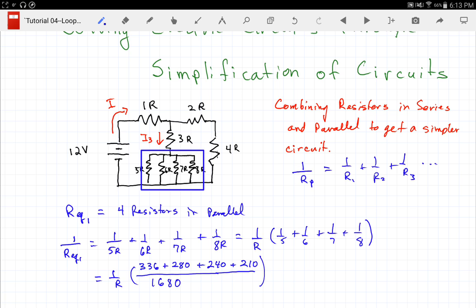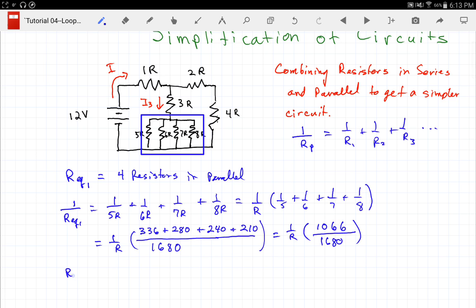Plus 240 plus 210. So that gives me 1 over R times 1066 divided by 1680. So R equivalent 1 is equal to R times 1680 divided by 1066.